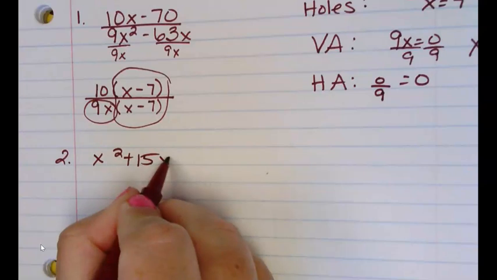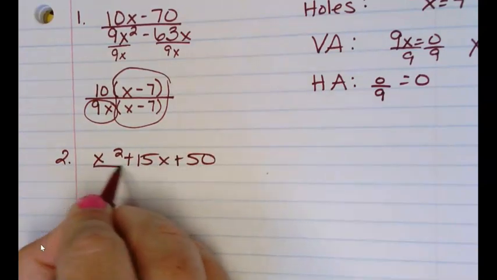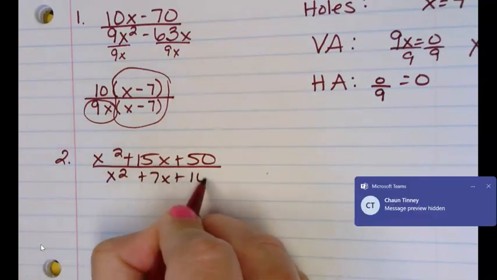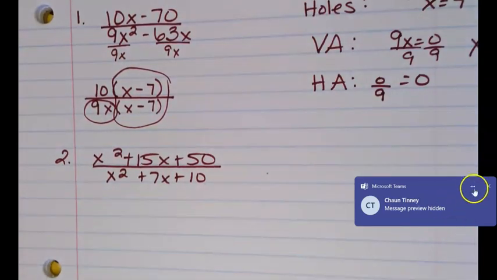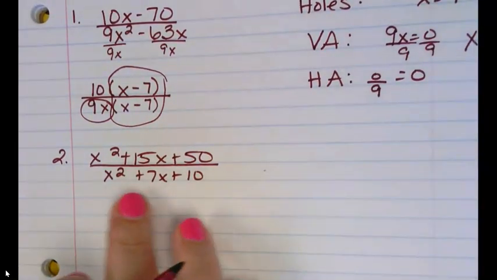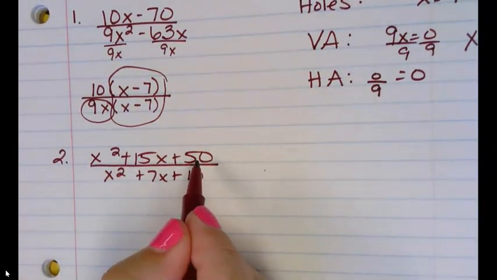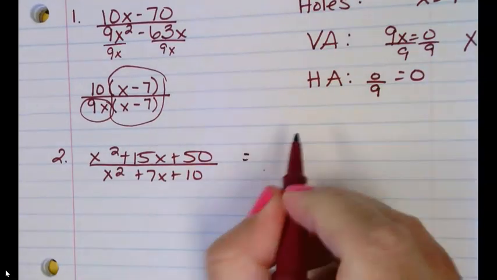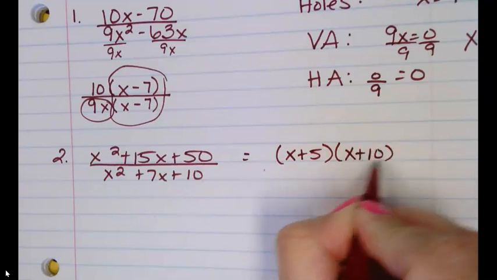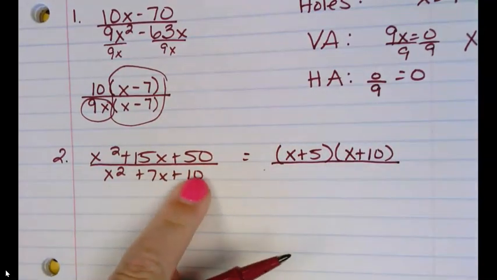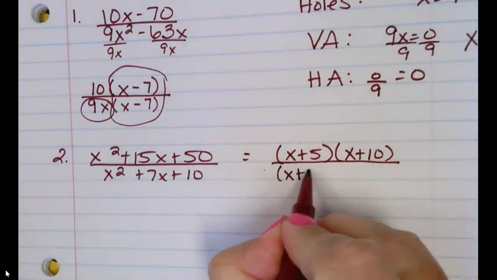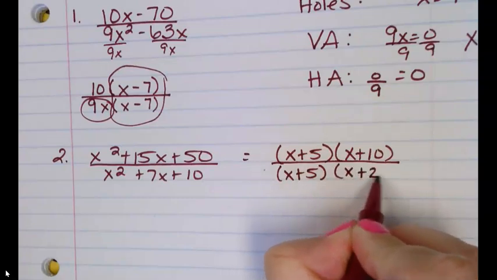Plus 15x plus 5, over x squared plus 7x plus 10. So step 1, we've got to factor. What two numbers multiply to 50 that add to 15? If you said 5 and 10, you are correct. And what two numbers down here multiply to 10 and add to give me 7? If you said 5 and 2, you would be correct as well.